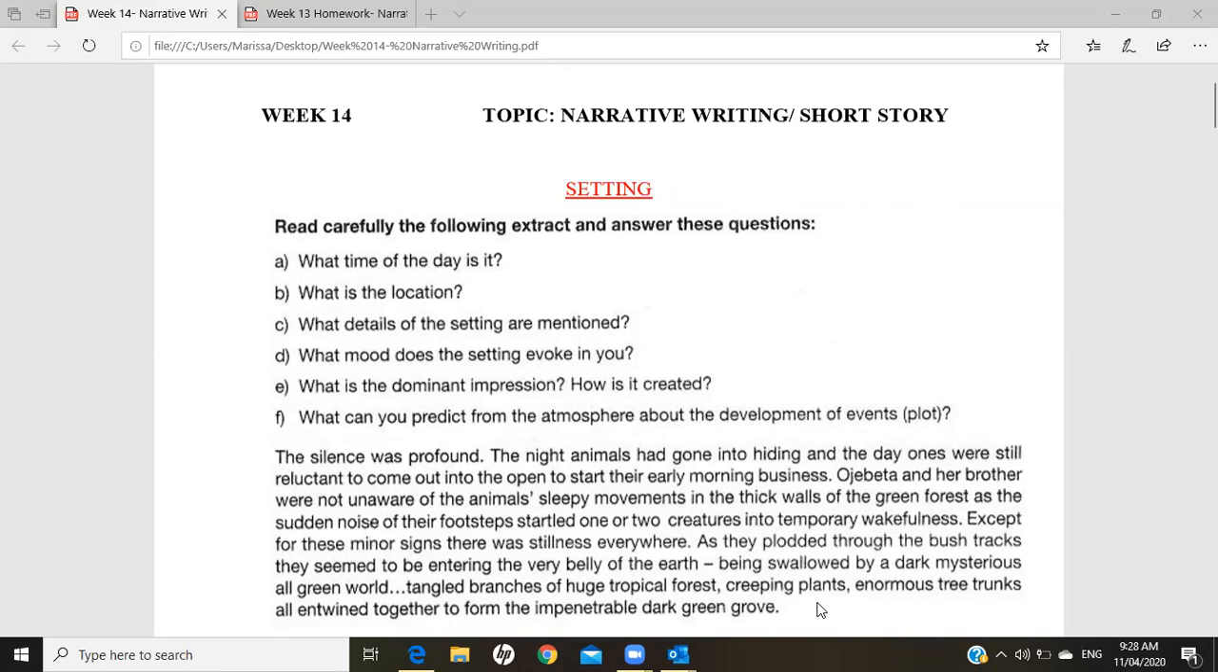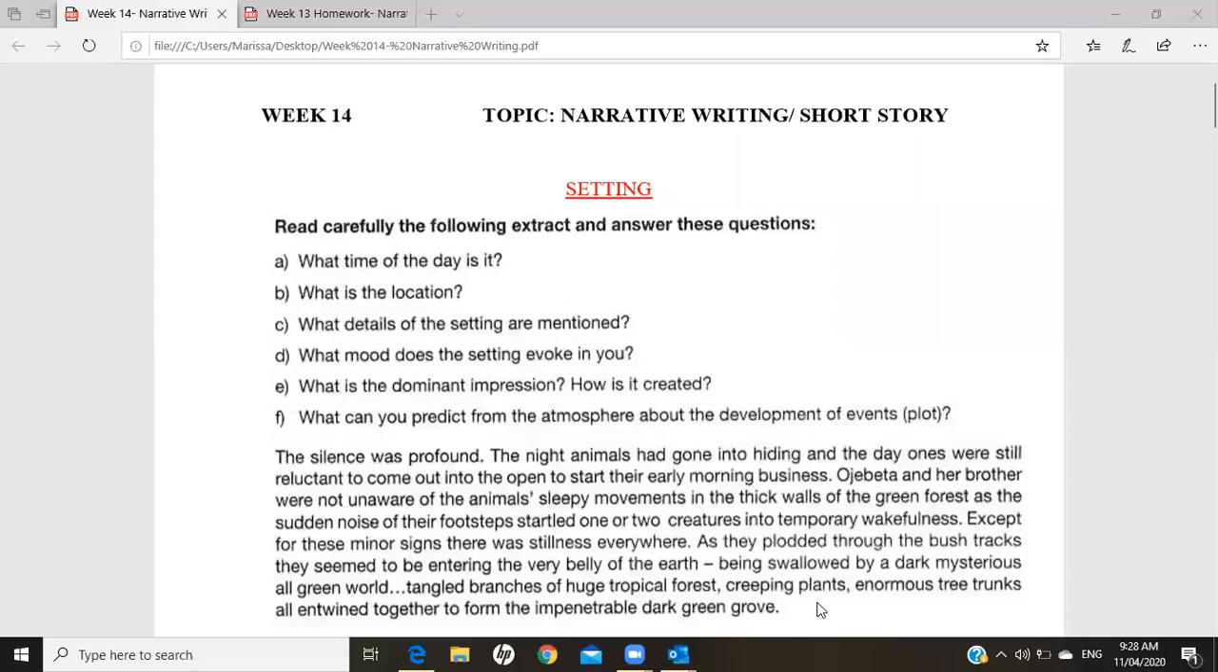So anyone, what is the overall feeling you get when you read this paragraph? So Sushmita is saying fear. Very good, Sushmita. So how does the writer create fear in the story?